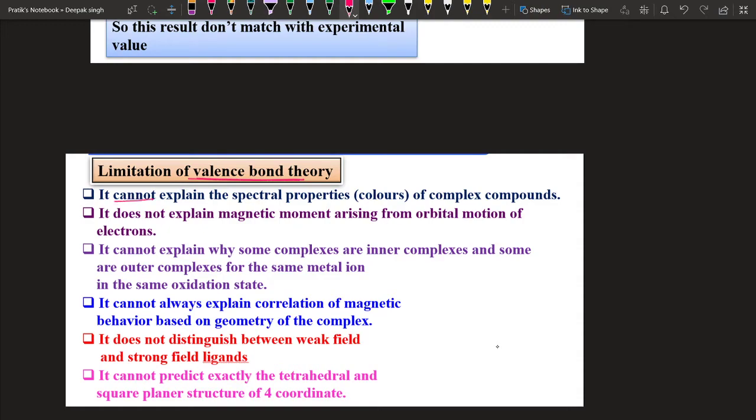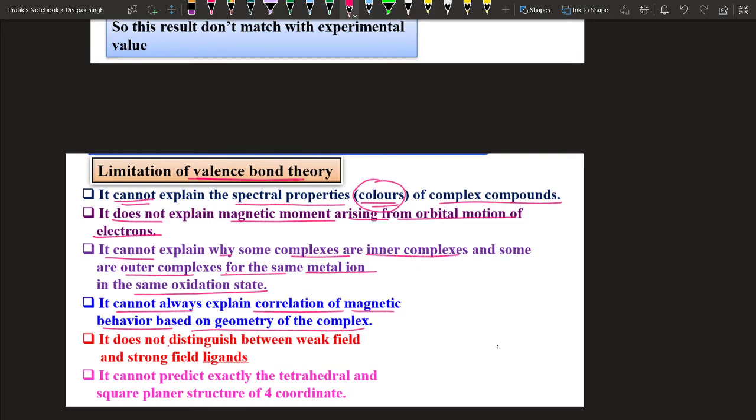The very first, it cannot explain the spectral properties like colors of the given complex. Color of a complex is explained on the basis of CFT. That is the next theory. It does not explain magnetic moment arising from orbital motion of electrons. It cannot explain why some complexes are inner complexes and some complexes are outer complexes of the same metal ion in the same oxidation state. It cannot explain the correlation of the magnetic behavior based upon the geometry of the complex.